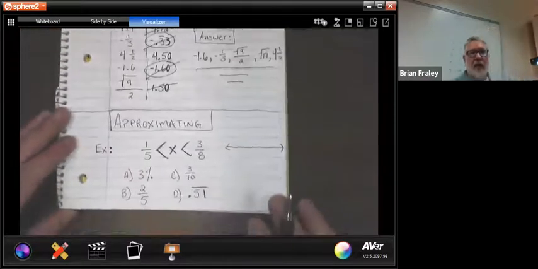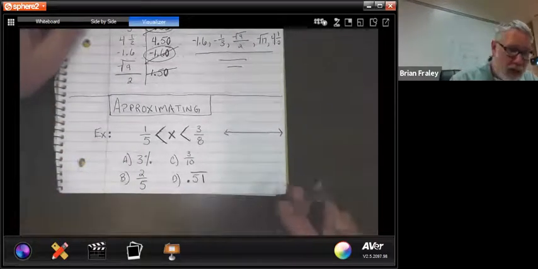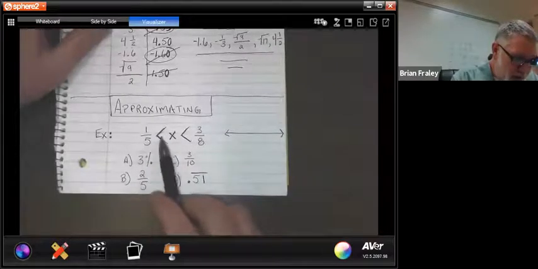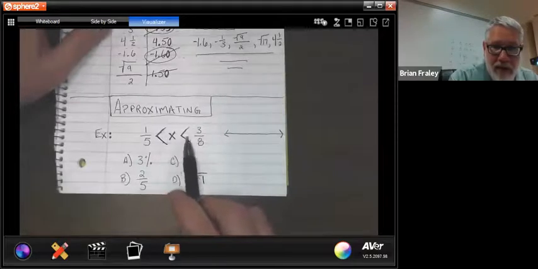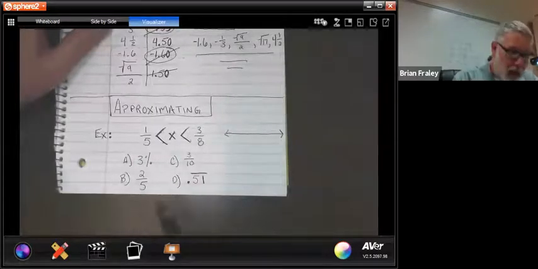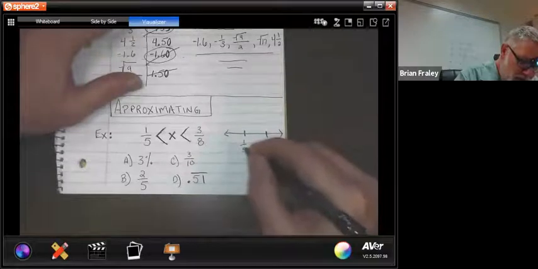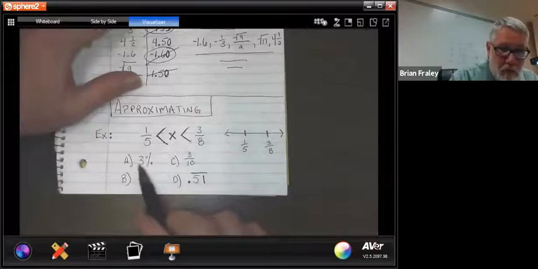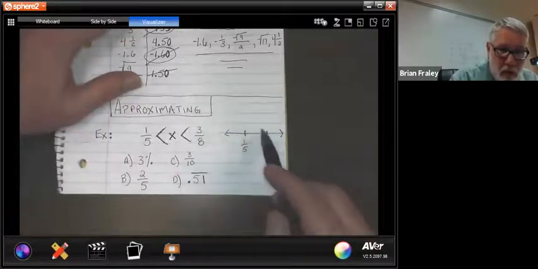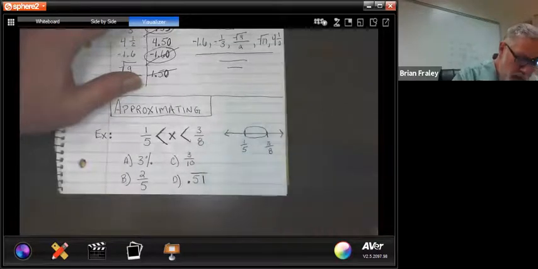Next thing we're going to talk about is approximating irrational numbers. Now, this statement is read 1/5, that's an inequality symbol. It says 1/5 is less than x, but x is less than 3/8. What I want you to do is draw a number line and put the two original numbers on your number line. Here's 1/5, here's 3/8. And just know that this really means that we're looking for one of these numbers that goes in the middle. We want the one that goes in the middle. That's what we're looking for, okay?